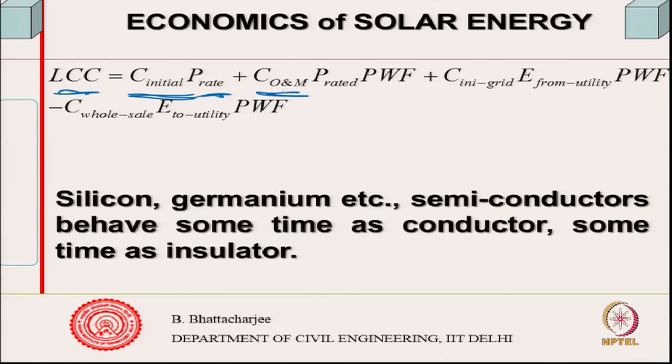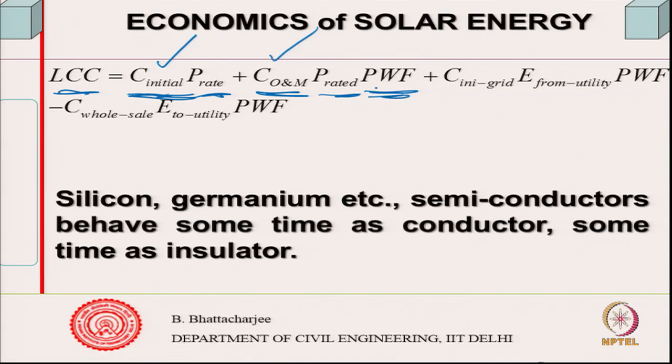There is an operation and maintenance cost that is also multiplied per unit power. So, for generation of unit power, whatever is the cost, that is C initial, and the operation and maintenance cost per unit power, that is known to me, multiplied by what is called the present work factor, because these are all at different times, and as we might have discussed in engineering economics, this is the present work factor.